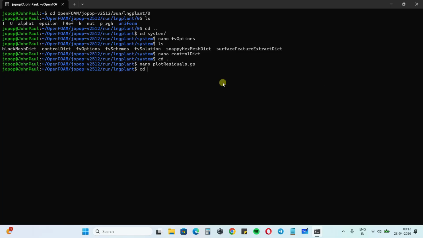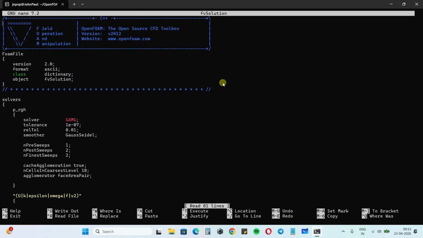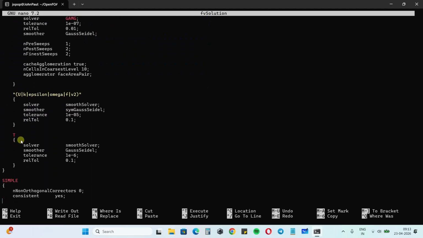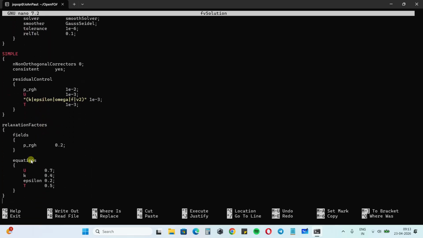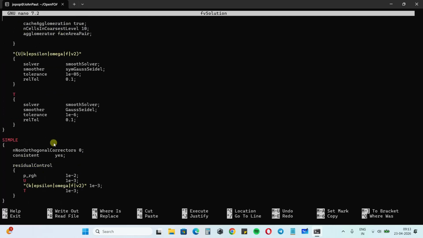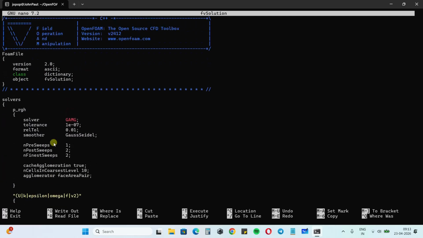Okay, so let's also look at the solver setting for that, nano. Yeah, so here you have to specify the numerical solver for the pressure equation. So I'm using a GAMG solver. So this is p_rgh, not just pressure, so please note that. Then you have the solver for temperature, and also you have to specify the under relaxation factors for pressure and temperature here, okay, additional to everything else. Okay, so that's it, solver and under relaxation factors. Okay, so Control O and Control X.